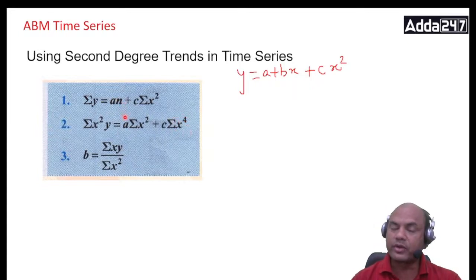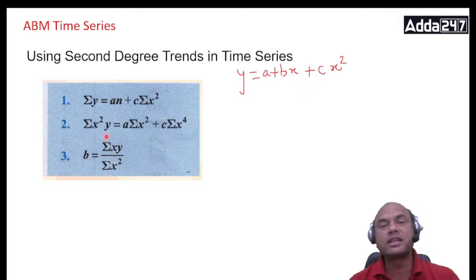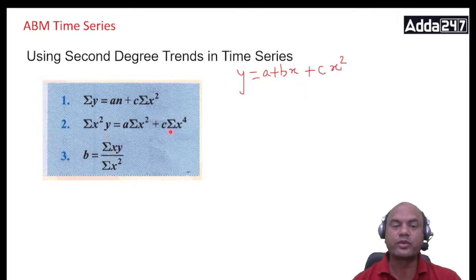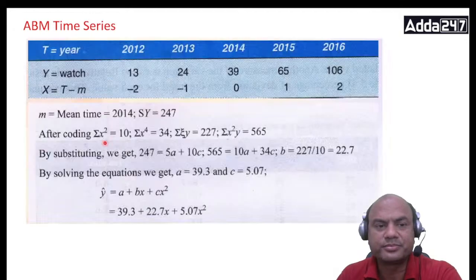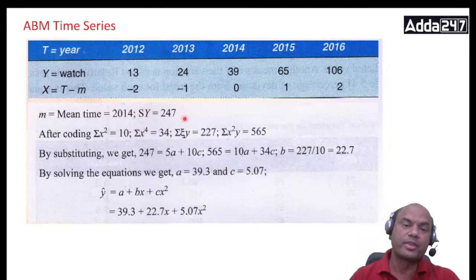These two equations are difficult, and they'll ask you in the exam about second degree trends: what are the equations used, or which one is not used. They'll give you the correct ones, and the last one they'll give you something wrong, like x raised to 5. So that is not used. So remember: summation y equals na plus c summation x square, and summation x square y equals a summation x square plus c summation x raised to 4, and b is the same, summation xy upon summation x square.